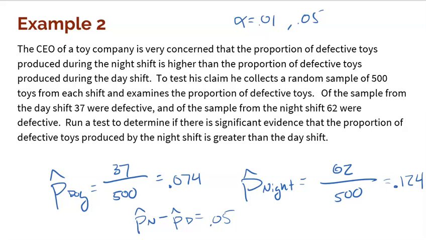Or maybe there really is a difference, and the night shift really does produce a larger proportion. The only way I'm going to answer this for sure is to perform a test. So this might be a good opportunity for you to pause the video, do all the work on your own, see if you get it right, or you can just follow along.